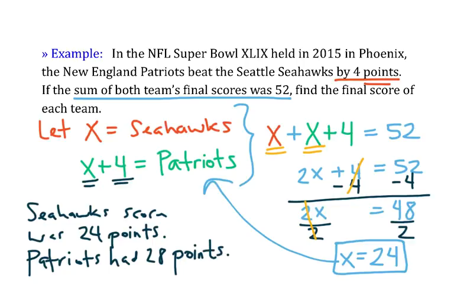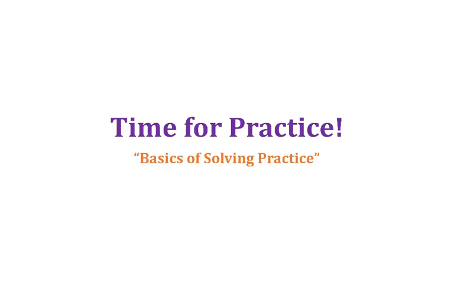How do I check my work here? Well, we know that the sum of their scores was 52. So if I add 24, what I got for the Seahawks, with 28, which we found for the Patriots, let's see, that gives us 52. So just a quick little check. So hopefully that makes some sense to you, the problem-solving process. If you feel comfortable, please try out the practice exercises under the Basics of Solving practice.